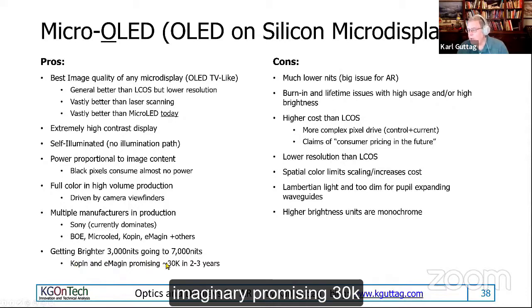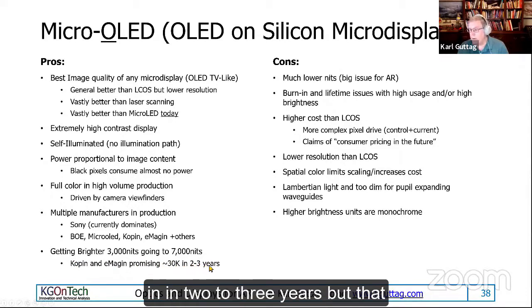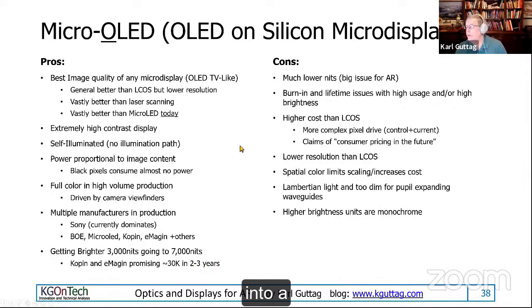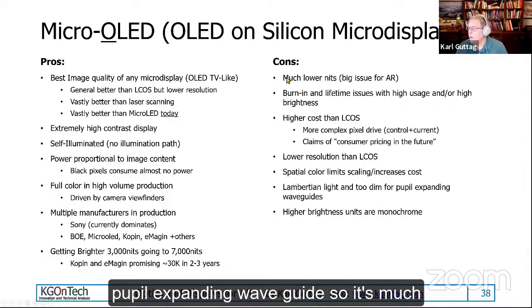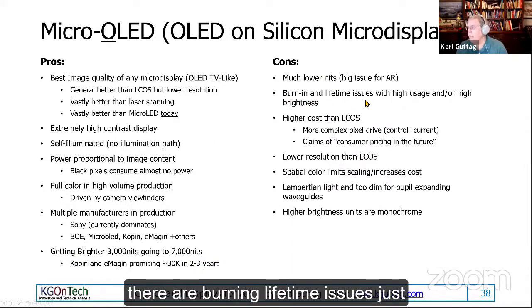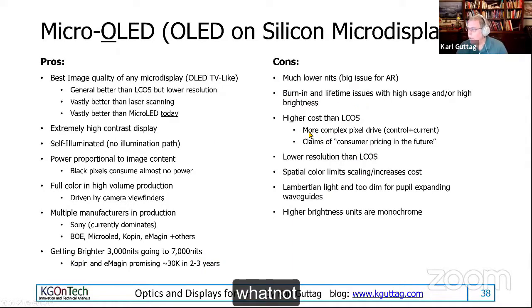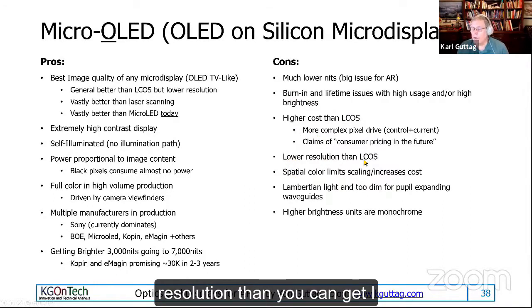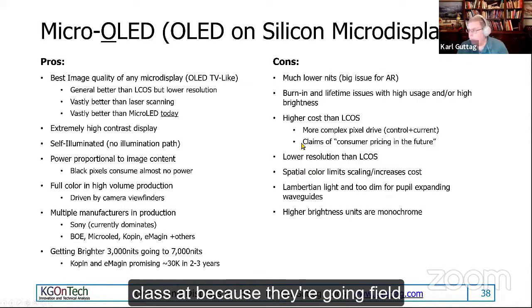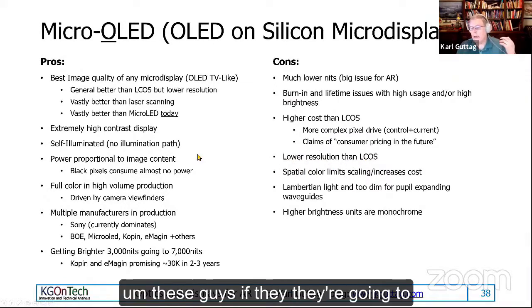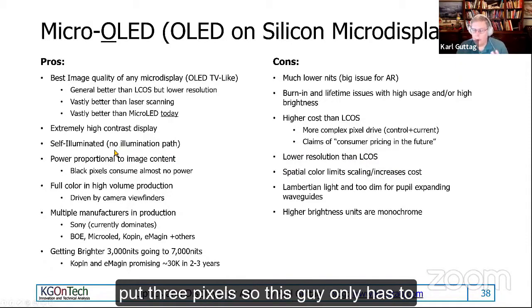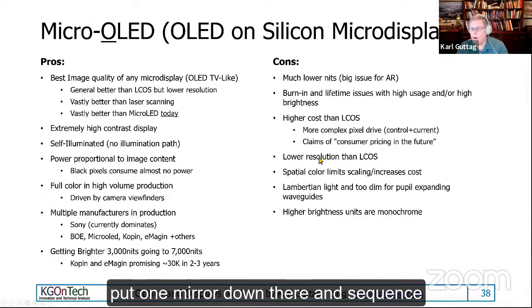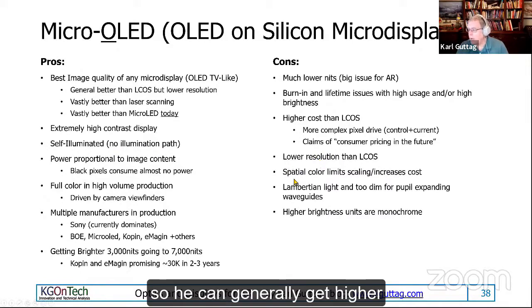Like I say, Copin and Imagine are promising 30K in 2 to 3 years, but that's still not enough to go into a pupil expanding waveguide. So it's much lower nits. There are burn-in lifetime issues, just like you hear about with televisions and whatnot. It's higher cost. It's generally lower resolution than you can get LCOS at because they're going field sequential color. These guys, if they're going to put 3 pixels, so this guy only has to put 1 mirror down there and sequence the light, so he can generally get higher resolution in the same size.